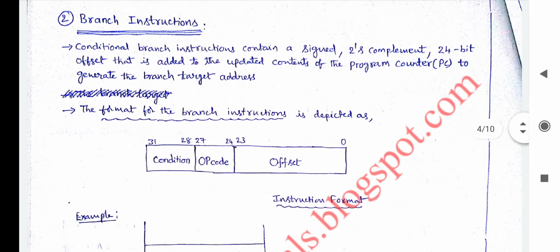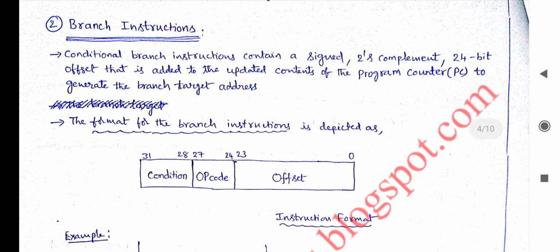Next, branch instructions. Conditional branch instructions contain a signed 2's complement 24-bit offset that is added to the updated contents of the program counter to generate the branch target address. Branching means that by using some condition we select which way to go, right?